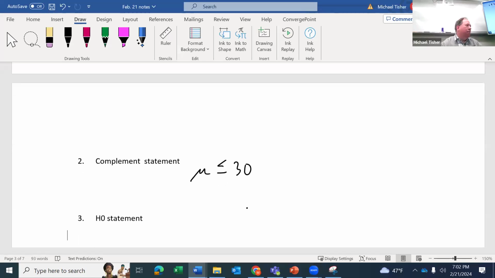Okay, then what's the H0 statement? Equal, yes. And what else do we have? Mu 30, yes. Okay. All right, how about the H1 statement?